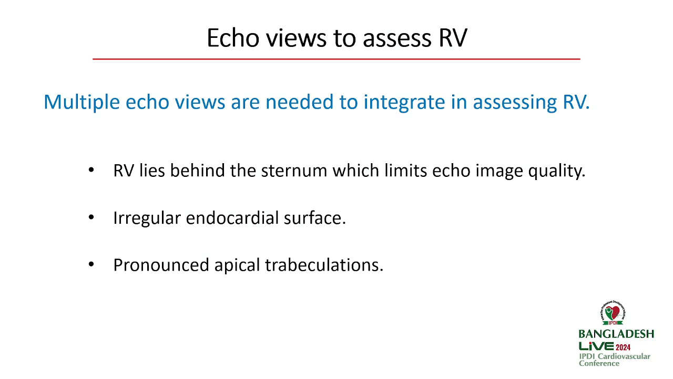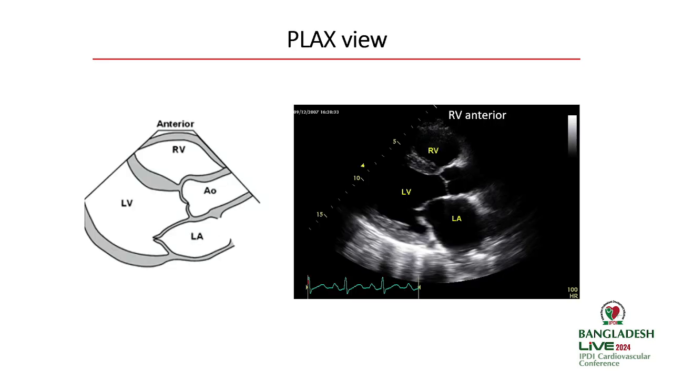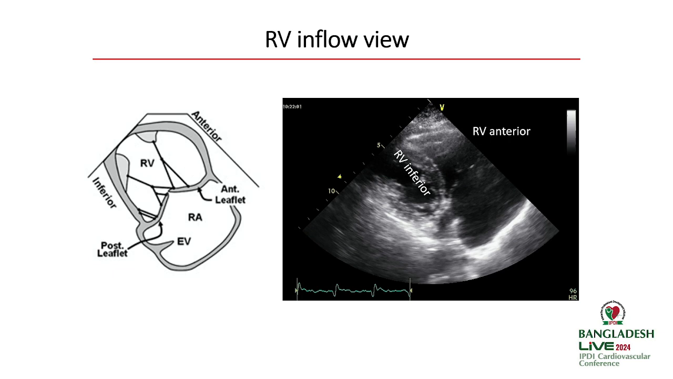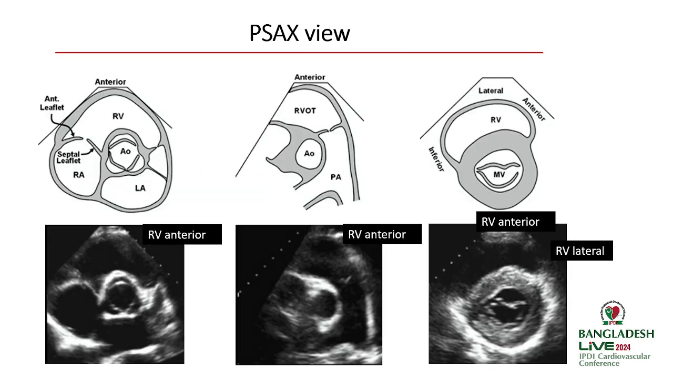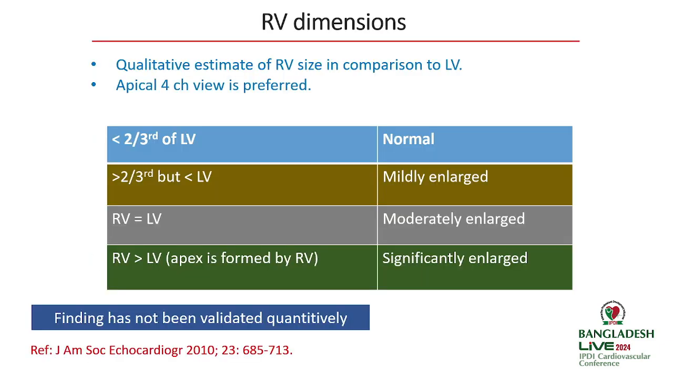And as RV lies behind the sternum with an irregular endocardial surface as a complex structure, multiple echo views are needed to integrate in assessing RV actually. And what are the views? The parasternal long axis view, RV inflow view, short axis view, apical four chamber view, RV focused view, and subcostal view. These views are needed to assess integratedly. This is the parasternal long axis view, RV inflow view, and parasternal short axis view at the different levels, and apical four chamber view, RV focused view, and a subcostal view.